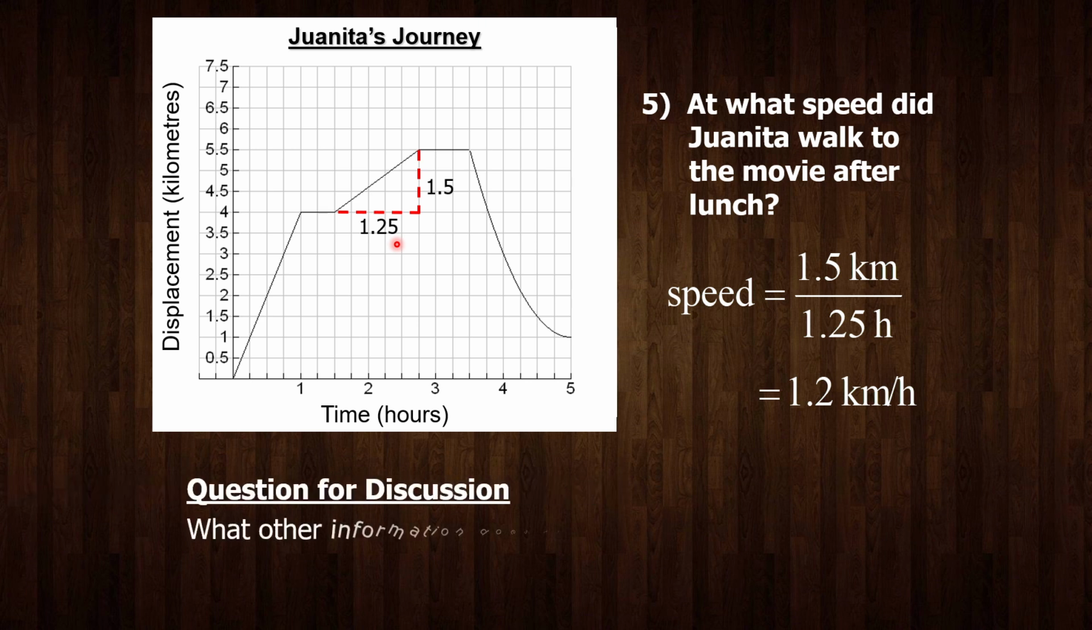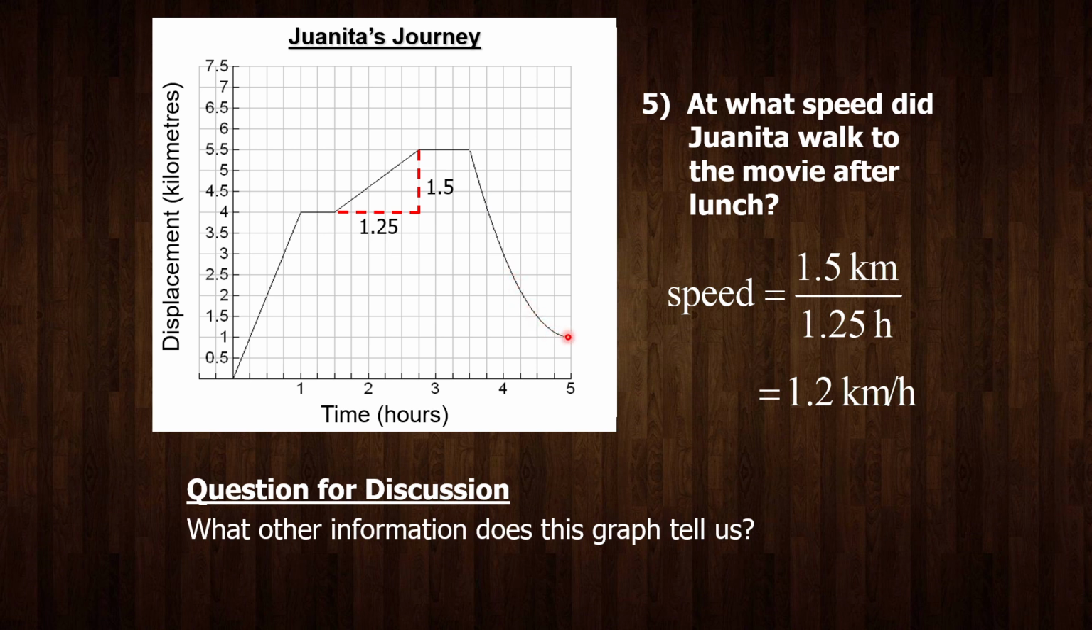Finally, some questions for discussion. What other information does this graph tell us? Well, I'll draw your attention to this part of the graph right here. Notice that it starts off quite steep, but then it gets less and less steep as we get closer to the 5-hour point. Now, what does that mean? Well, before we said the steeper that the graph is on a displacement time graph, the faster the motion is. And that is what's happening here. We have fast motion because it's quite steep, but then as it gets less steep, that must mean that the speed is decreasing. In other words, Juanita is slowing down.